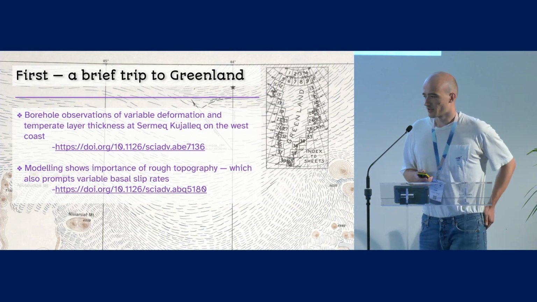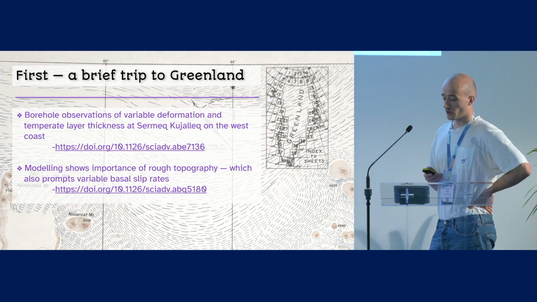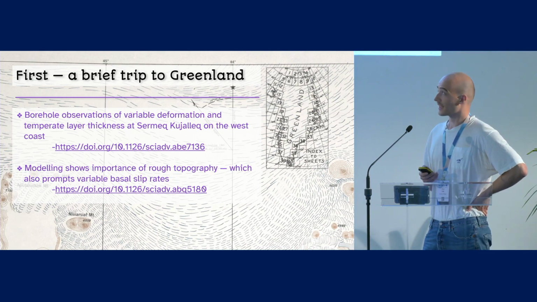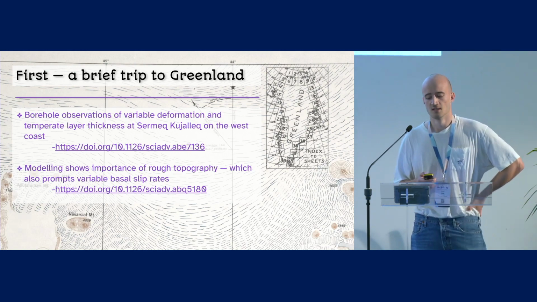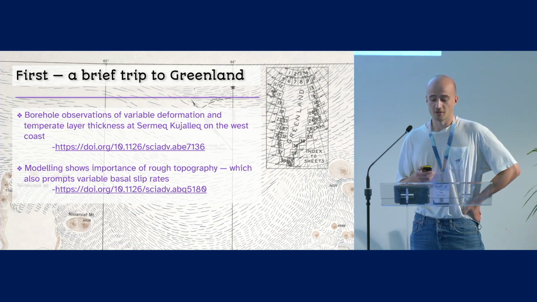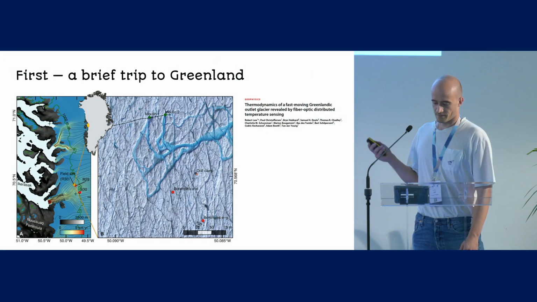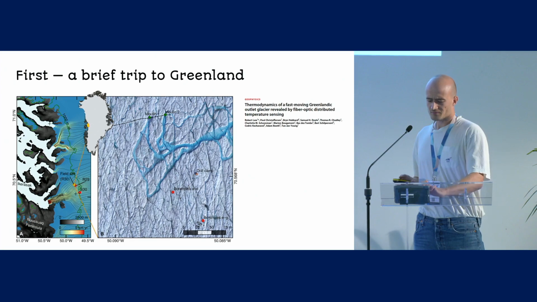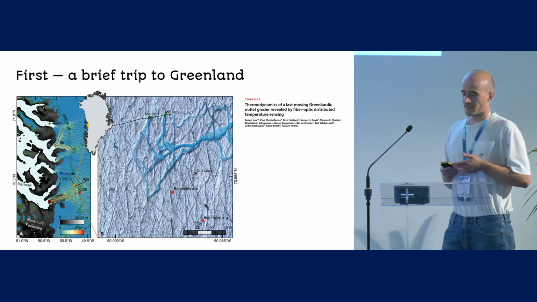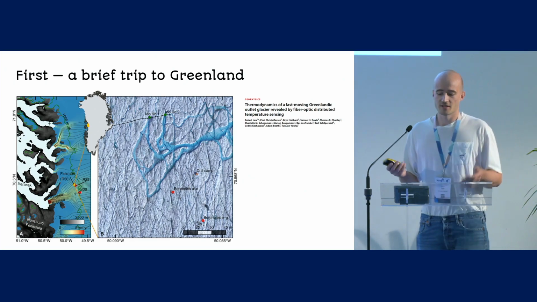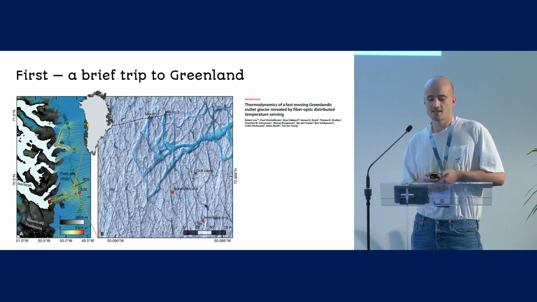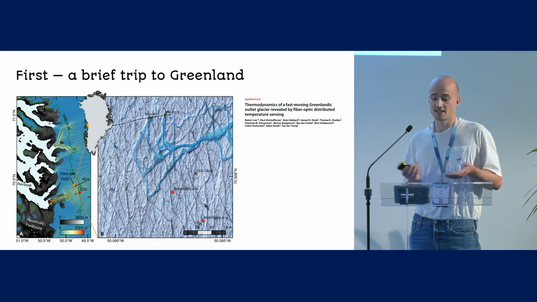So with the Responder project, I did some borehole and numerical work looking at Sermeq Kujalleq, or Store Glacier, on the west coast. And these boreholes revealed variable deformation and variable thickness of temperate ice. That's the borehole site. I wanted to understand why these variations happened, so I built a model in Elmer/Ice to explore them in a bit more detail.